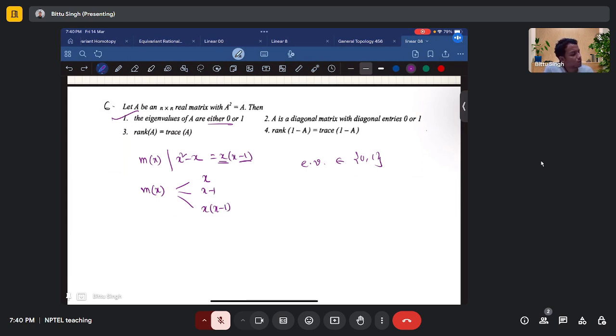Now A is diagonal matrix with diagonal entries 0 or 1. So from here it is clear that the matrix A is diagonalizable because again those factors of the minimal polynomial, it is just a product of different factors, and the degrees of those factors are actually 1. That's why A is diagonalizable. So A is diagonalizable, it is clear.